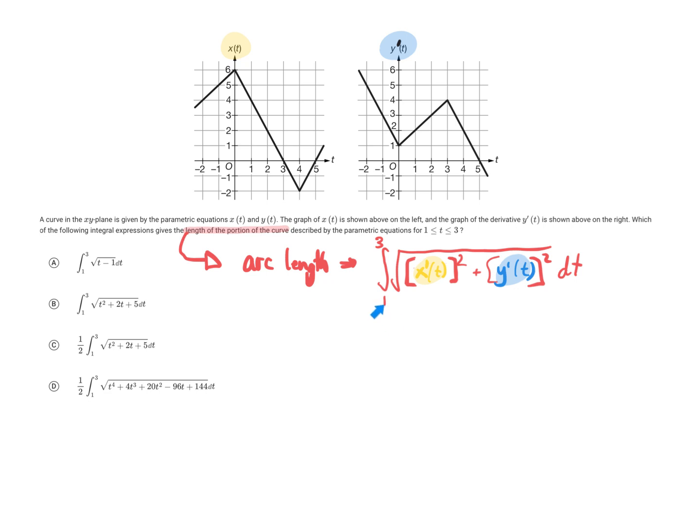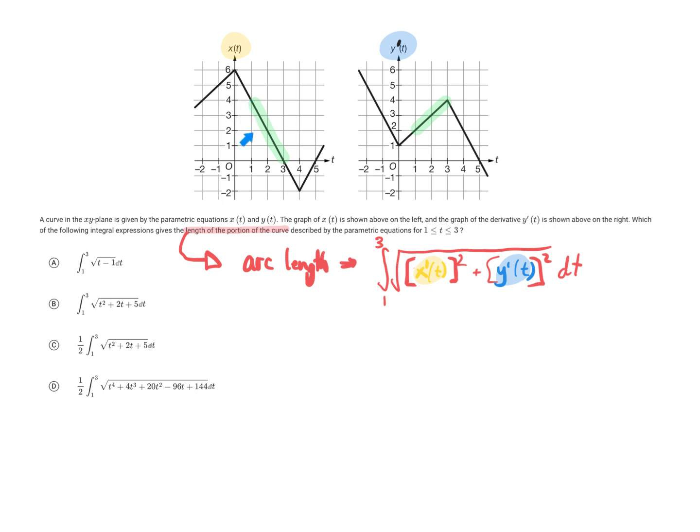All right, this is from 1 to 3. So on the graphs, we can only focus on the region as t goes from 1 to 3. All right, we need x prime, which is the slope of x. This is dx dt from 1 to 3, and the slope is a constant. And what is that slope?